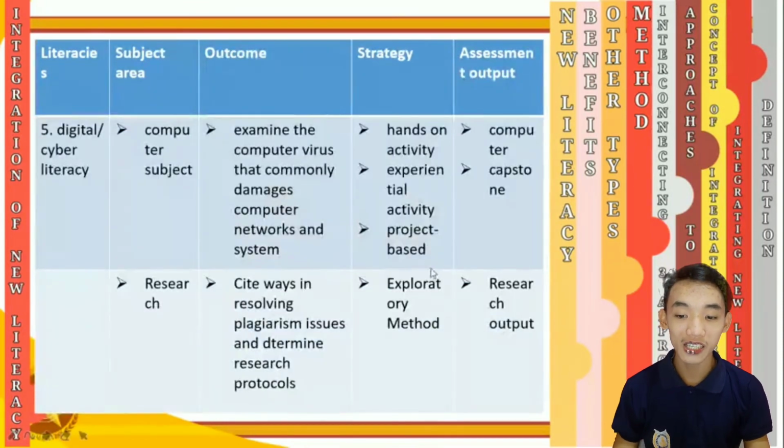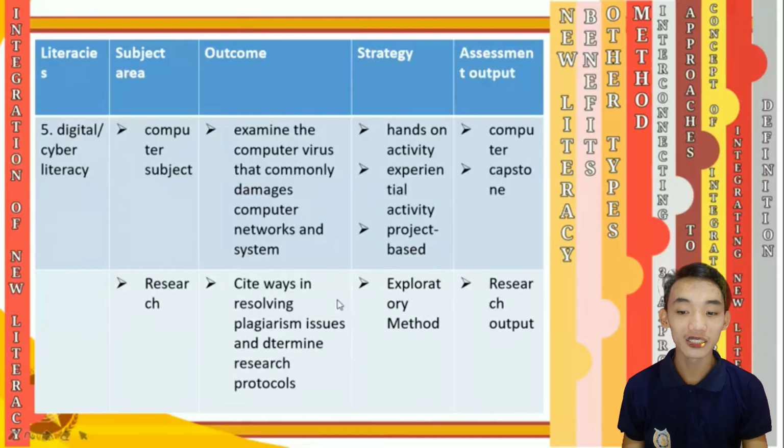The fifth literacy is the digital and cyber literacy, with the computer subject and research as the subject areas. The outcome for the computer subject is to examine computer viruses that commonly damage computers, networks, and systems, while in research it is to cite ways of resolving plagiarism issues and determine research protocols. The strategy in the computer subject is hands-on activity, experiential activity, and project-based, while in research it is the exploratory method. The assessment output is the computer capstone, while in research it is the research output.